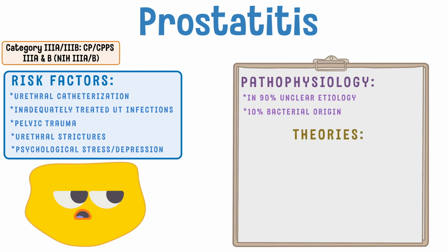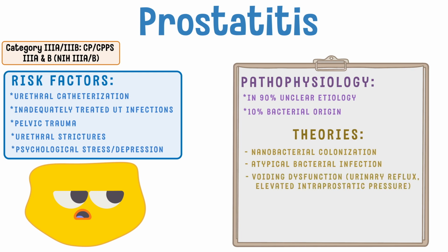Current theories include non-bacterial colonization, atypical bacterial infection, voiding dysfunction causing intraprostatic urinary reflux and elevated intraprostatic pressure, pelvic floor muscle dysfunction, and endocrine, neuropathic, and autoimmune theories.